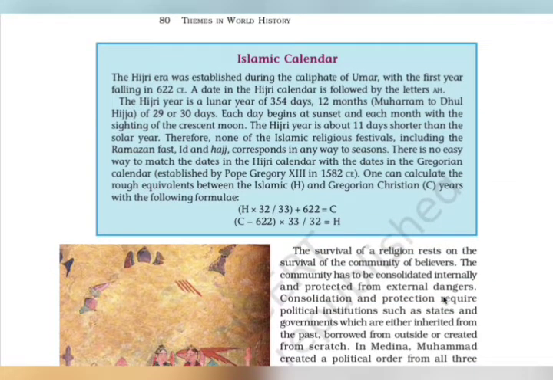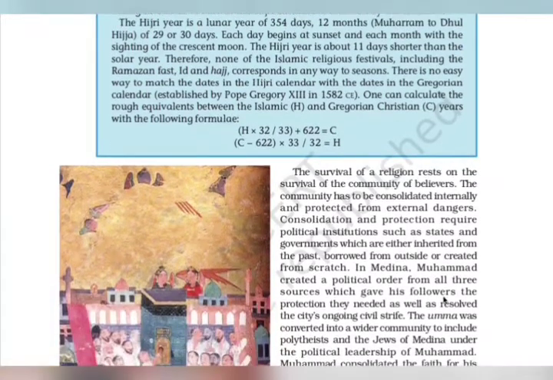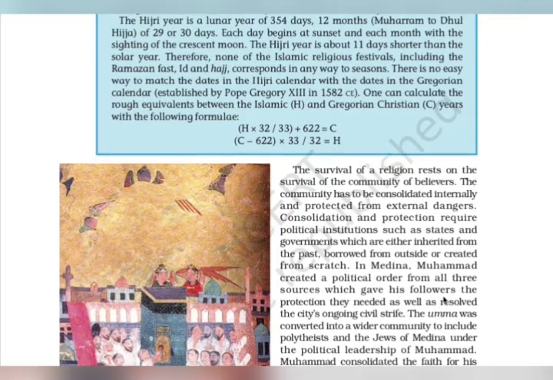Islamic calendar. The Hijri era was established during the Caliphate of Umar, with the first year falling in 622 CE. A date in the Hijri calendar is followed by the letters AH. The Hijri year is a lunar year of 354 days, 12 months, Muharram to Dhul Hijjah, of 29 or 30 days. Each day begins at sunset and each month with the sighting of the crescent moon. The Hijri year is about 11 days shorter than the solar year. Therefore, none of the Islamic religious festivals, including the Ramjan fast, Eid and Hajj, corresponds in any way to seasons.